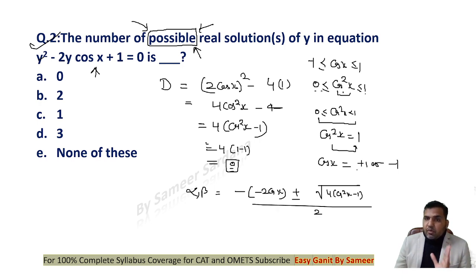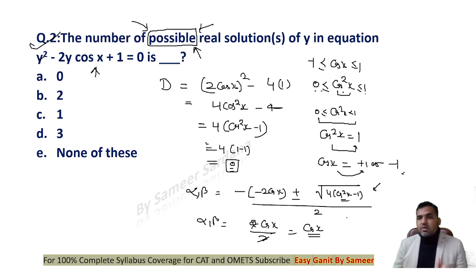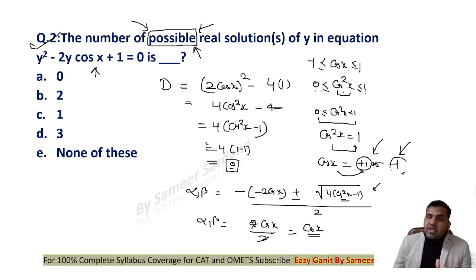I know that the roots are real only when you are taking cos x to be plus 1 or minus 1. Now if I put cos x as 1 or minus 1, this becomes 0. So the roots alpha beta would be 2 times of cos x upon 2. This gets cancelled, so the roots are cos x. Both of the roots alpha beta will be equal to cos x. But then the value of cos x is different, right? It can be 1 or it can be minus 1.